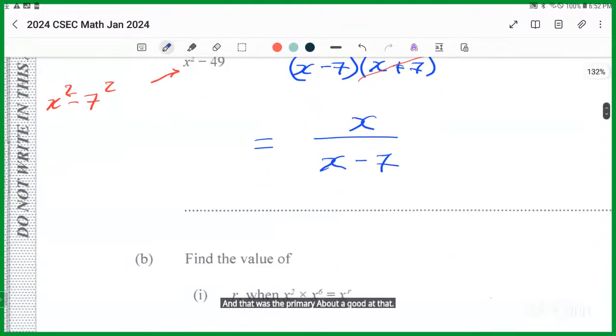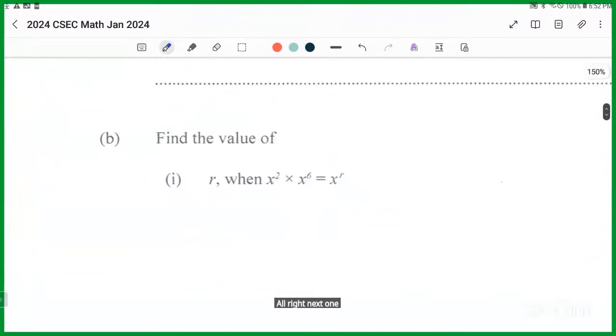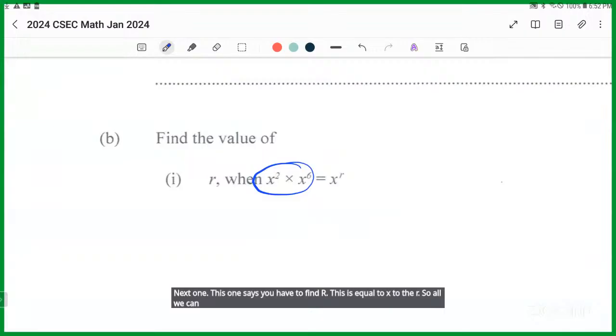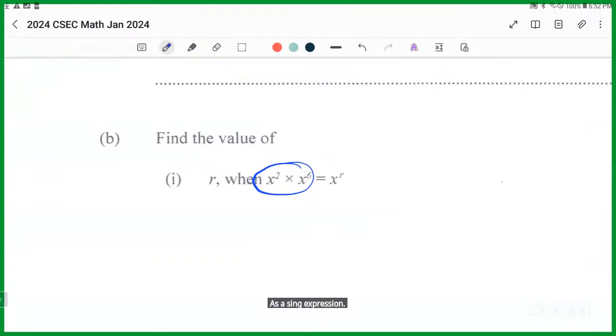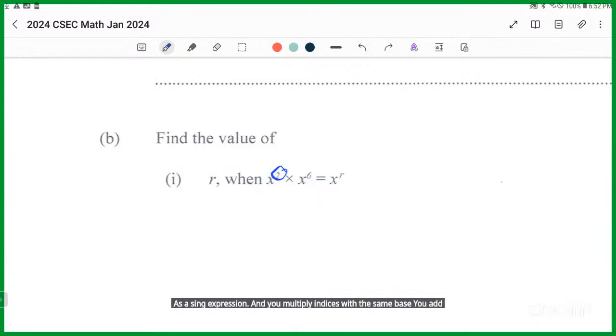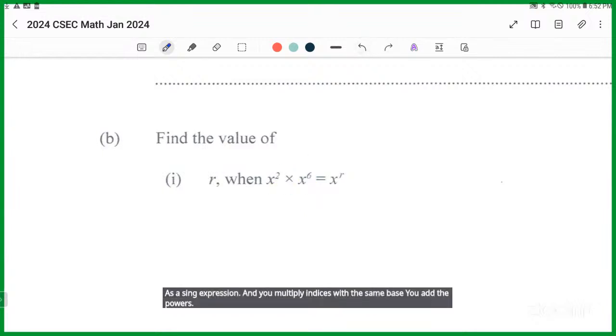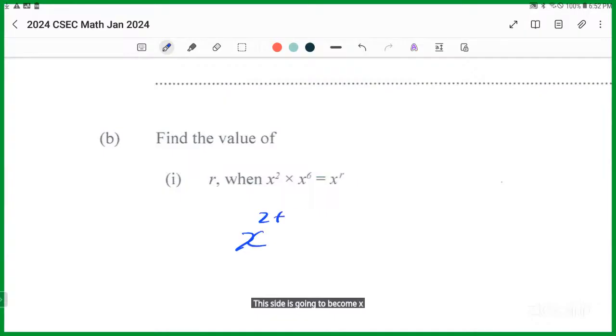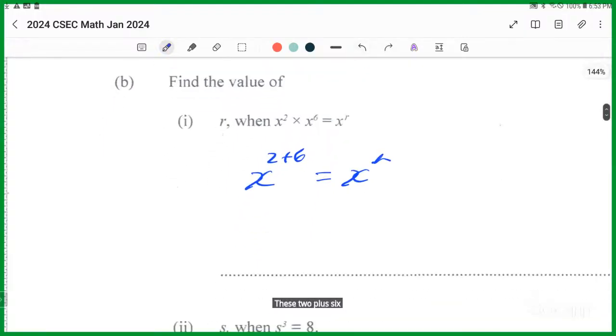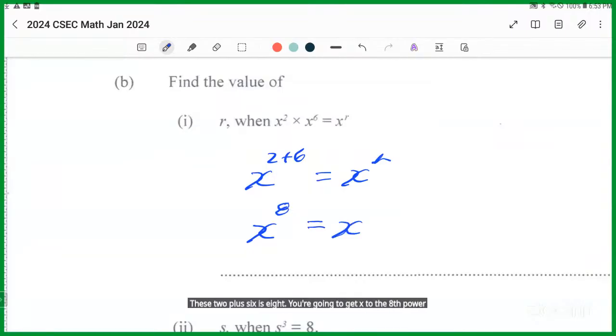All right, next one. This one says we have to find r, where this is equal to x to the r. So all we can do is write the left side as a single expression. When you multiply indices with the same base, you add the powers. So this side is going to become x to the 2 plus 6. 2 plus 6 is 8. So you're going to get x to the power 8 equals x to the r.